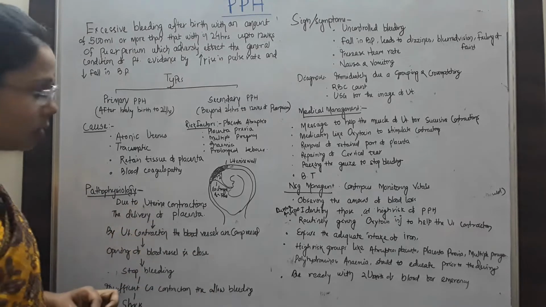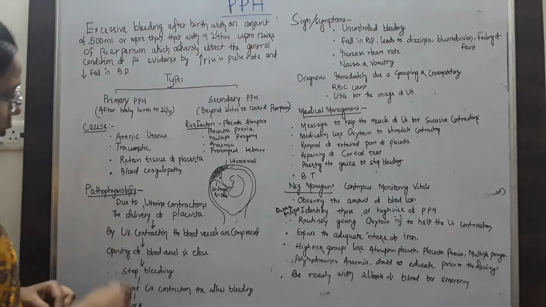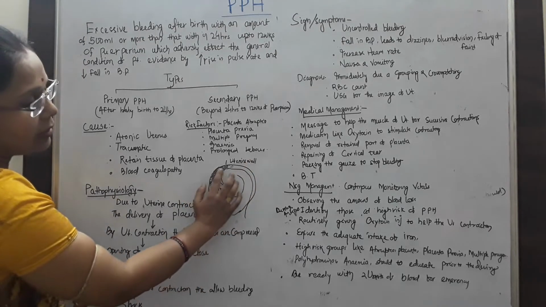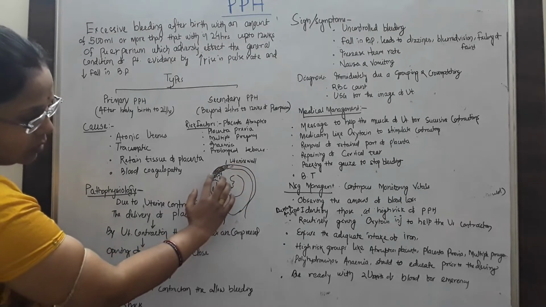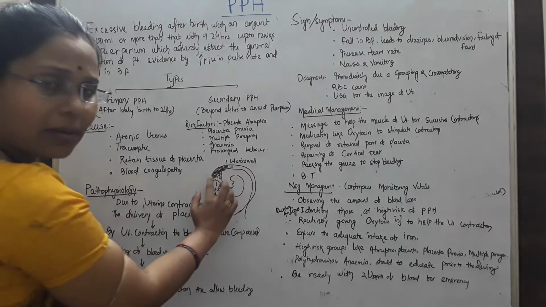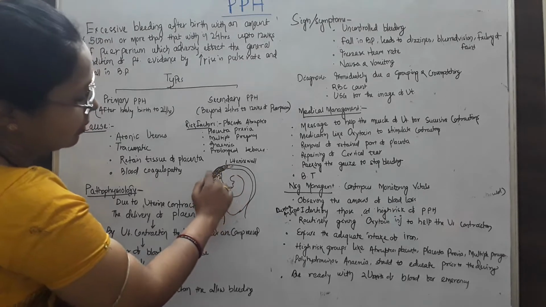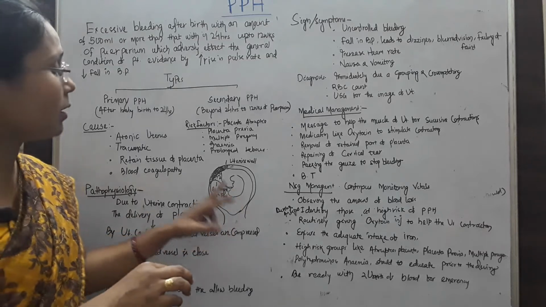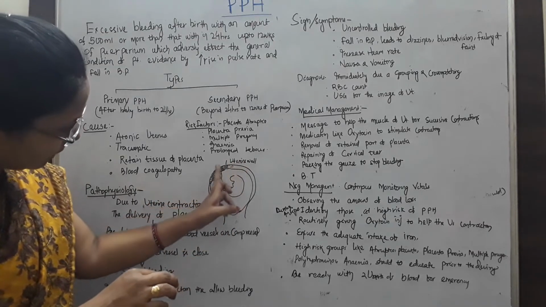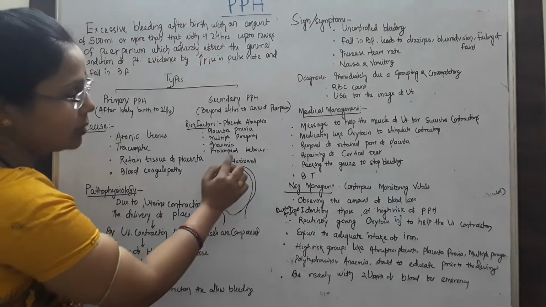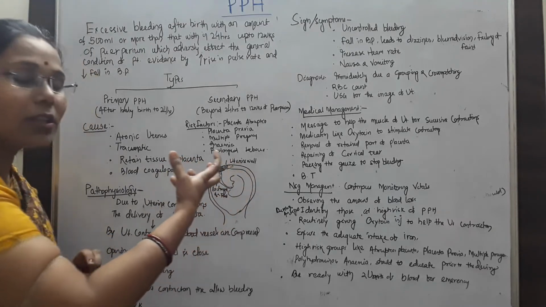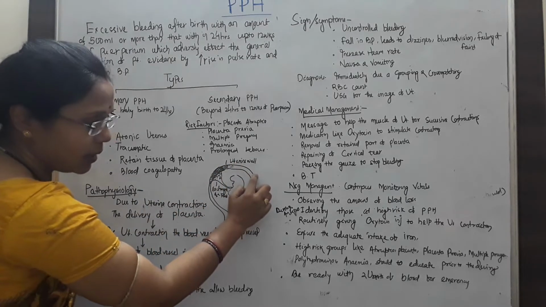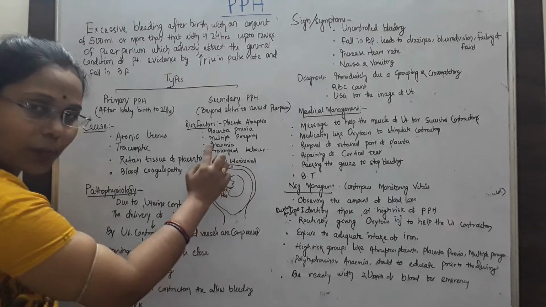Why does PPH occur? That is the pathophysiology. Here you see the uterine wall and the placenta. The placenta is attached to the posterior uterine wall by a number of vessels. Throughout the pregnancy, the vessels supply oxygen and food to the fetus. During labor, contractions take place in the uterine wall, which helps in removal of the placenta. If there is insufficient contraction in the uterine wall, that leads to PPH.